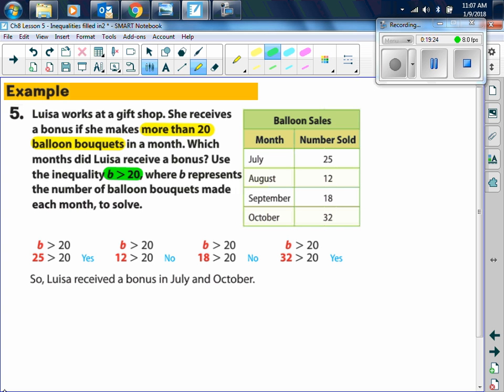Is everybody clear? Yeah. So here, is she going to get a bonus if she makes 20? No, because it has to be more than 20, right? So that's going to be greater than. All right. So here, in July, is she going to get a bonus? Yes, because 25 is greater than 20. How about August? No. 12 is less than 20. How about September, 18? No. And then how about October? Yes, because 32 is greater than 20. So she will get a bonus in July and October.